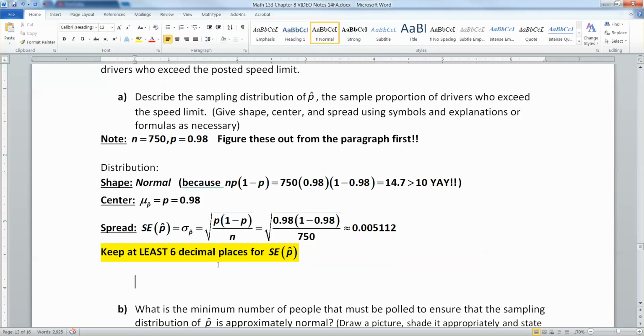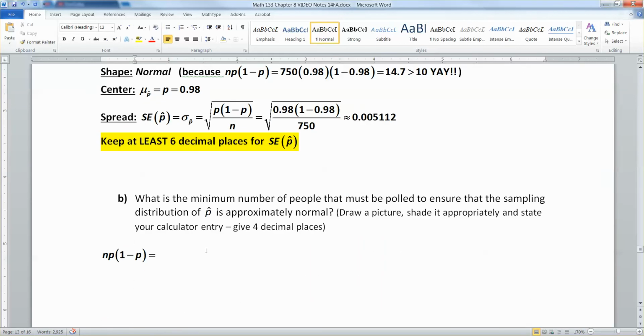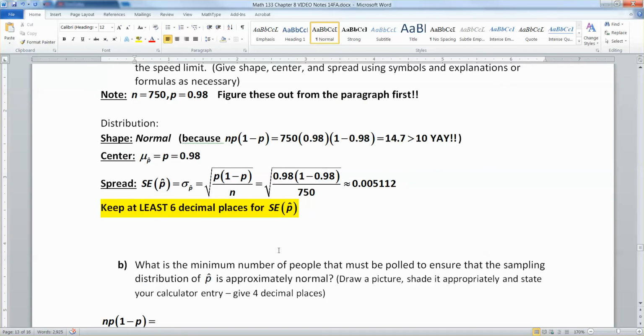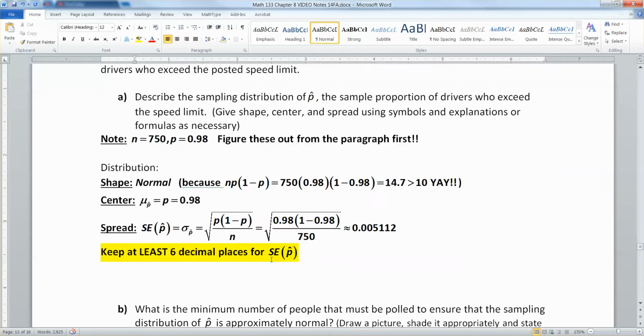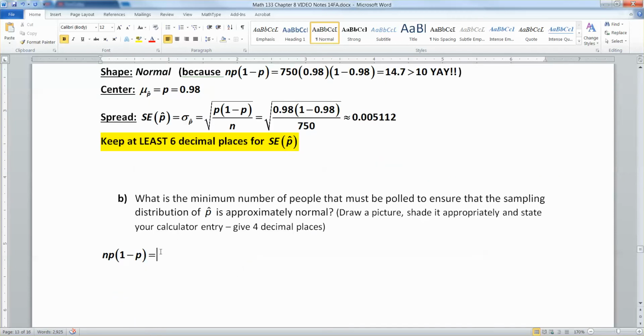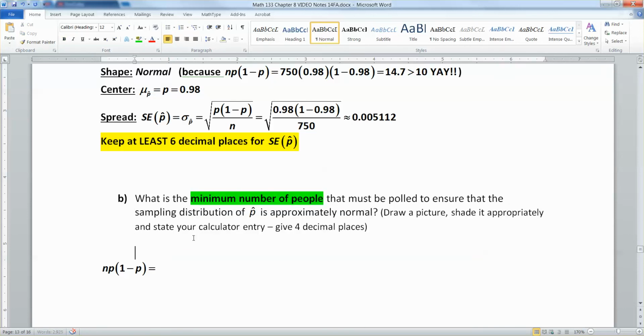That's lovely. So now let's answer a different question. As a matter of fact, I think I might rearrange the order of this question so that we can prove this, but that's all right. So they say, what is the minimum number of people? Well, that's a different kind of question. We haven't had that one in a while. So what they're asking us to find is, what's n? Okay, so they're asking us to find n in order to ensure that this is normal.